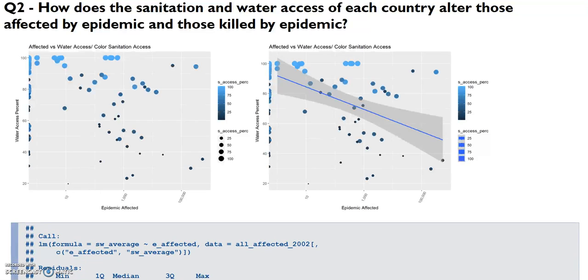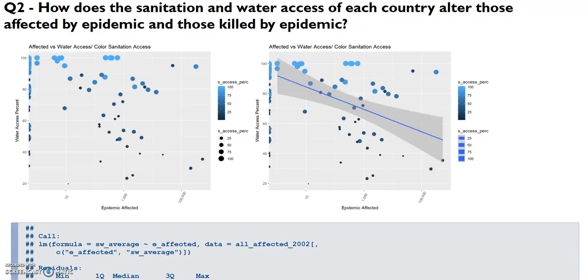Now, if you go to the graph on the right. So with the graph on the right, we were able to put in a linear model to depict the correlation with water access percentage and epidemic affected.